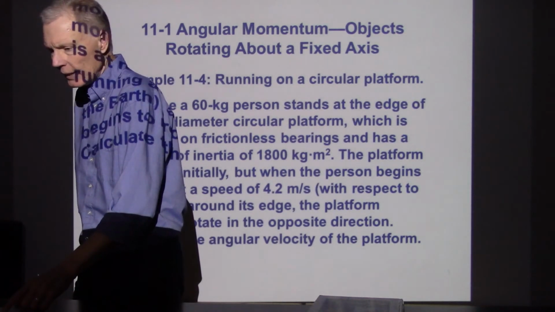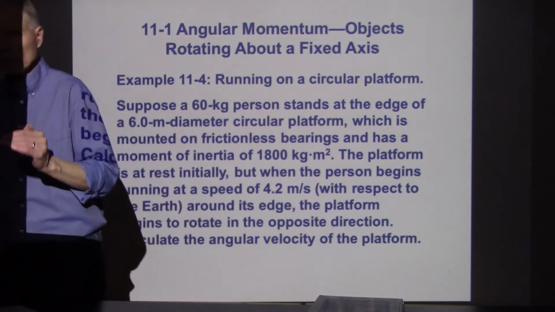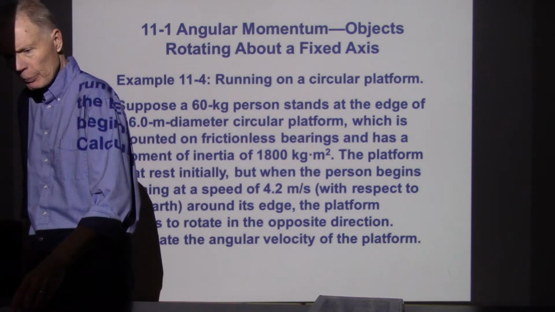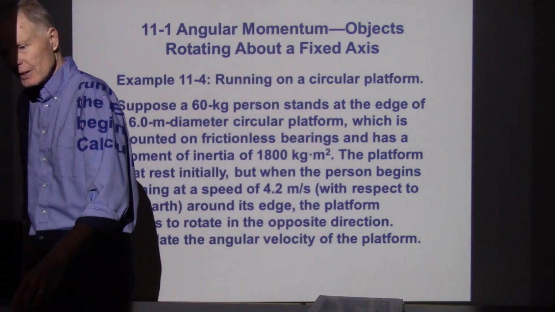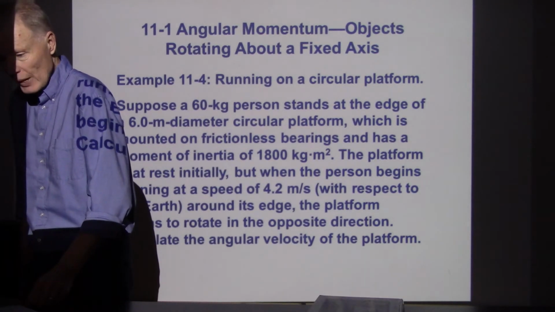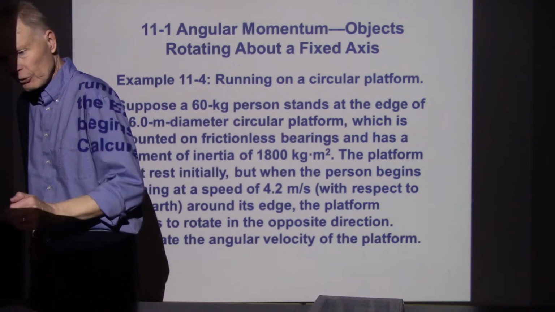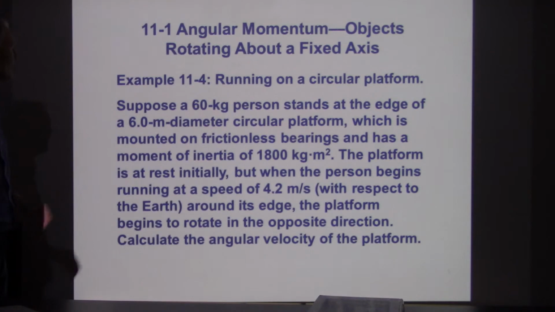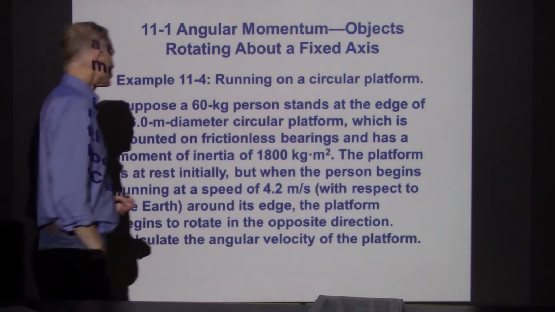And here it is, running on a circular platform. Be careful about running on circular platforms. It's a 60 kilogram person standing at the edge. The platform has a 6 meter diameter, which means a 3 meter radius, and it's on frictionless bearings. It has a moment of inertia of 1,800 kilograms meters squared.